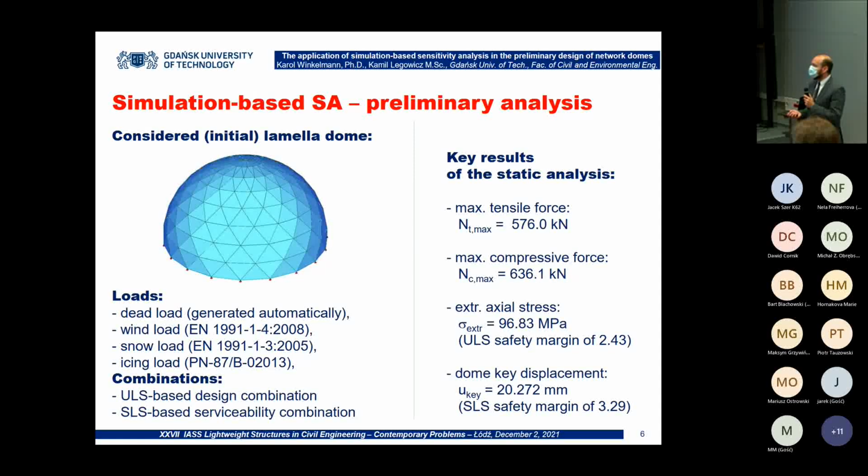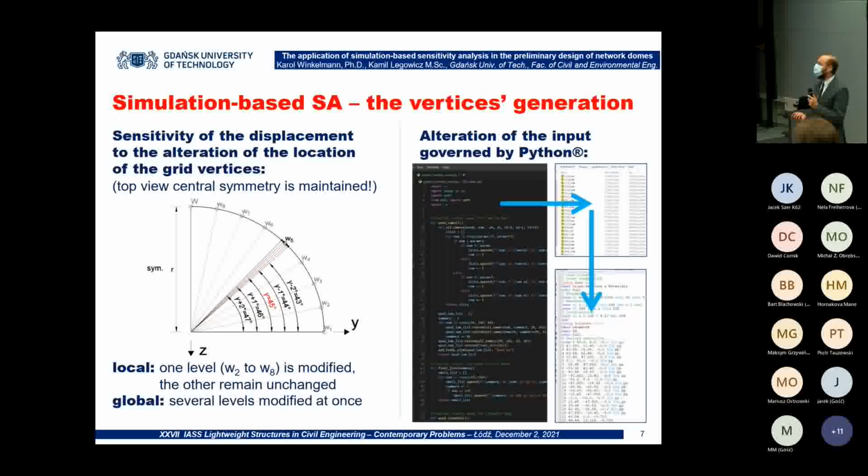You can see that for standard loads, a dome of these proportions has a favorable response, I would say, because the safety margin of the ULS combination is very high, and the key displacement is even higher in relation to the safety margin determined by the SLS.